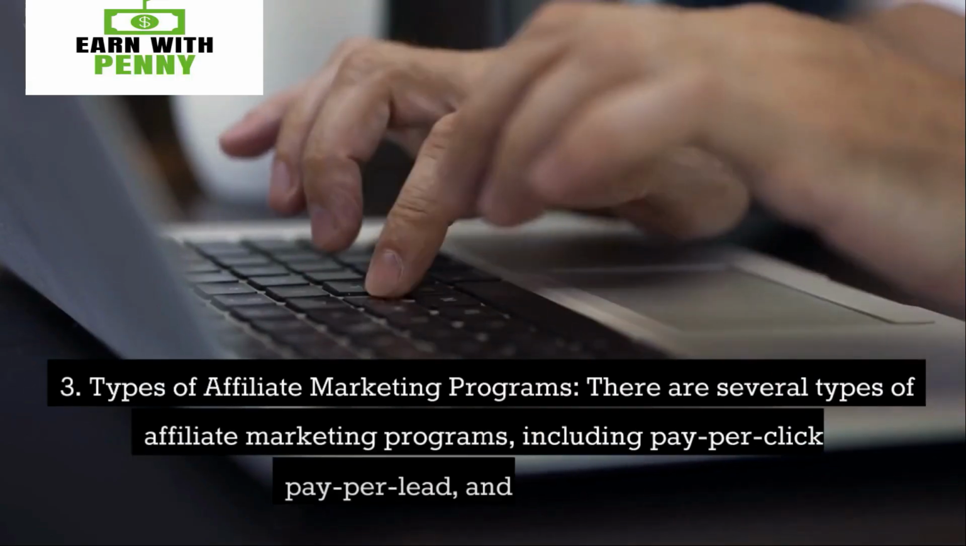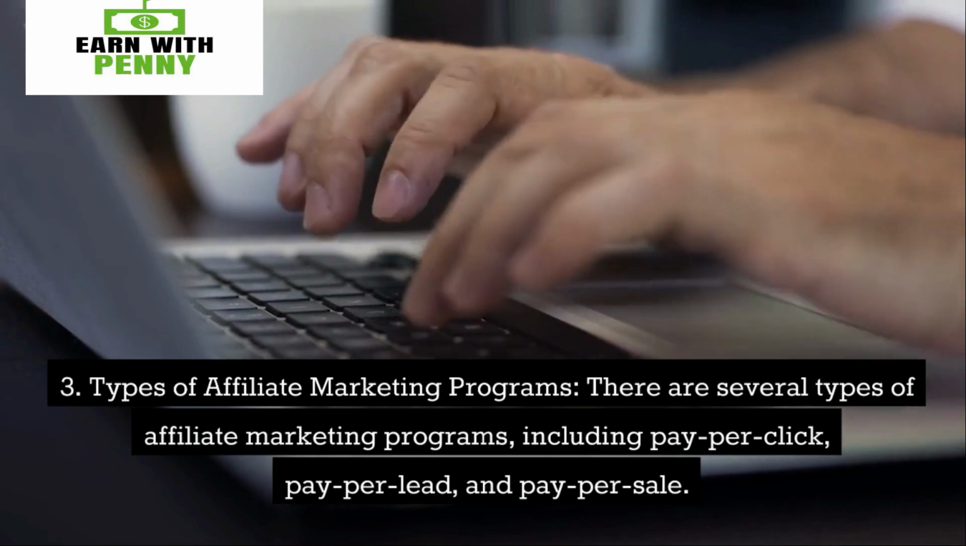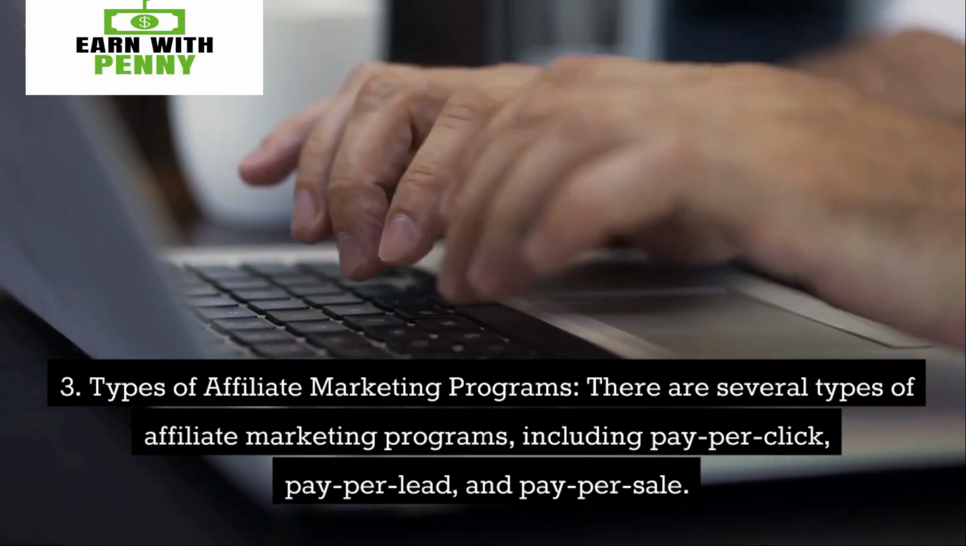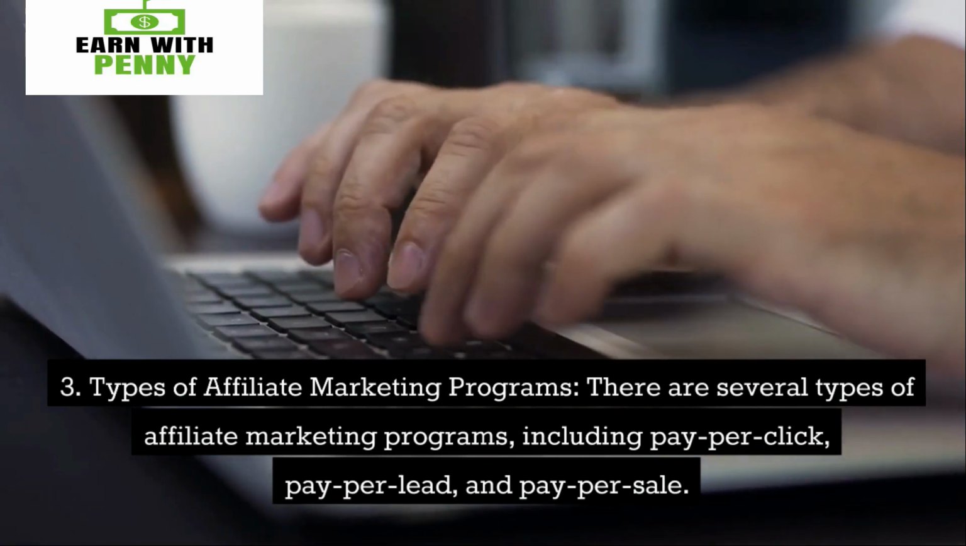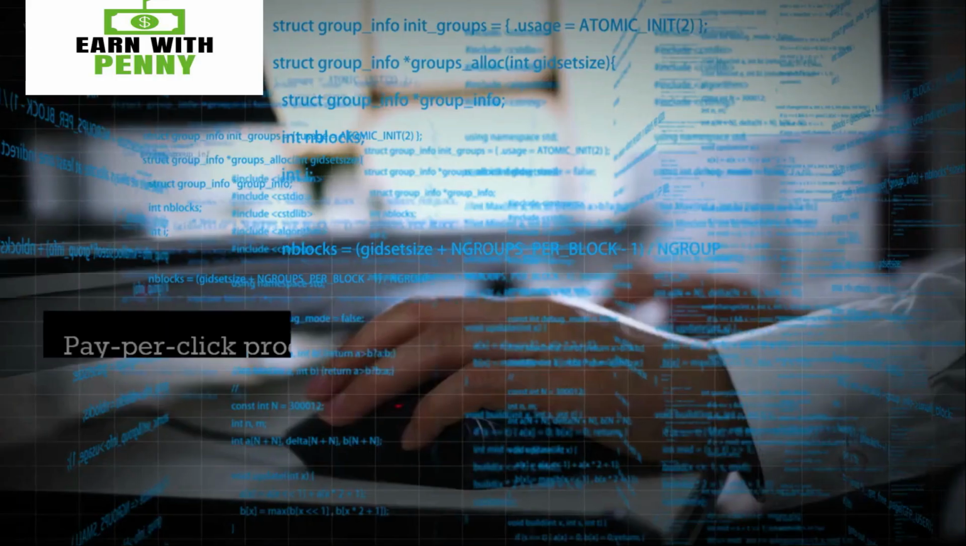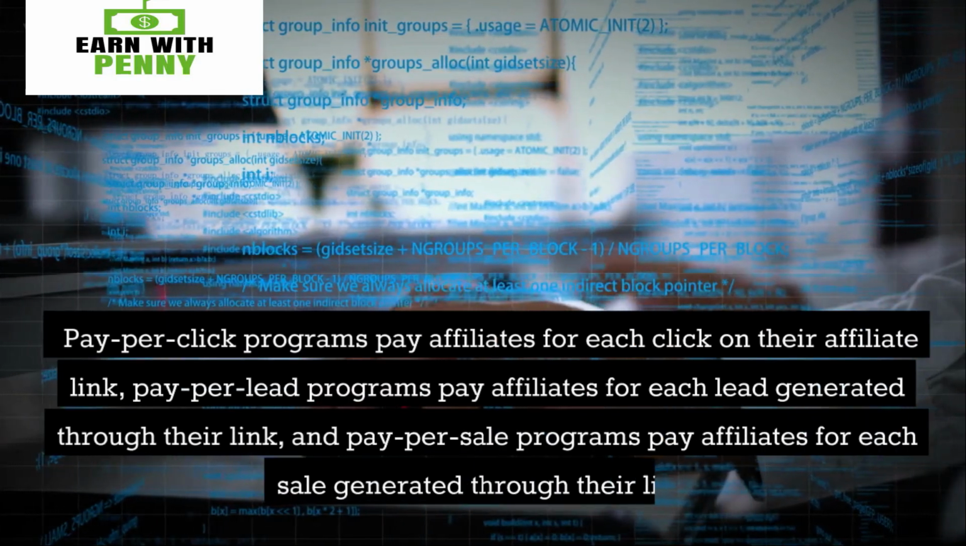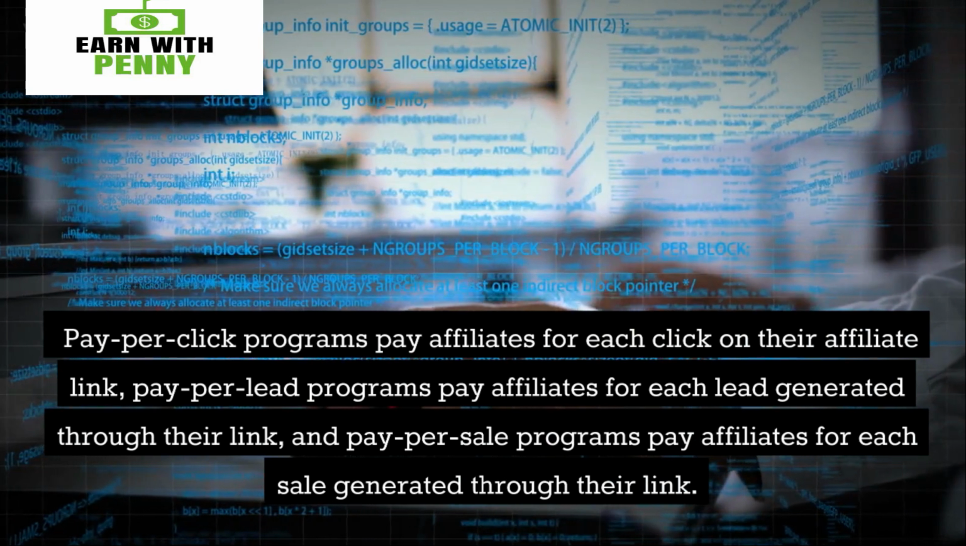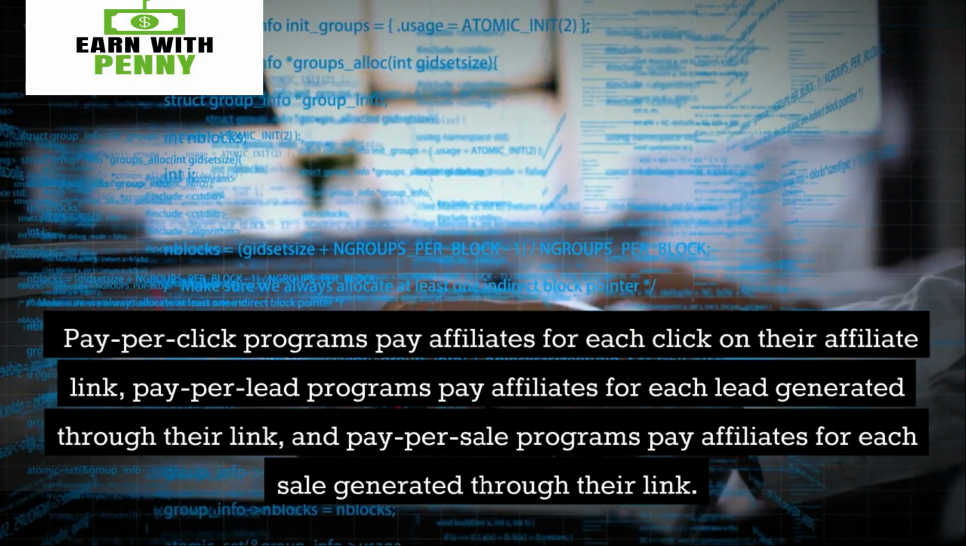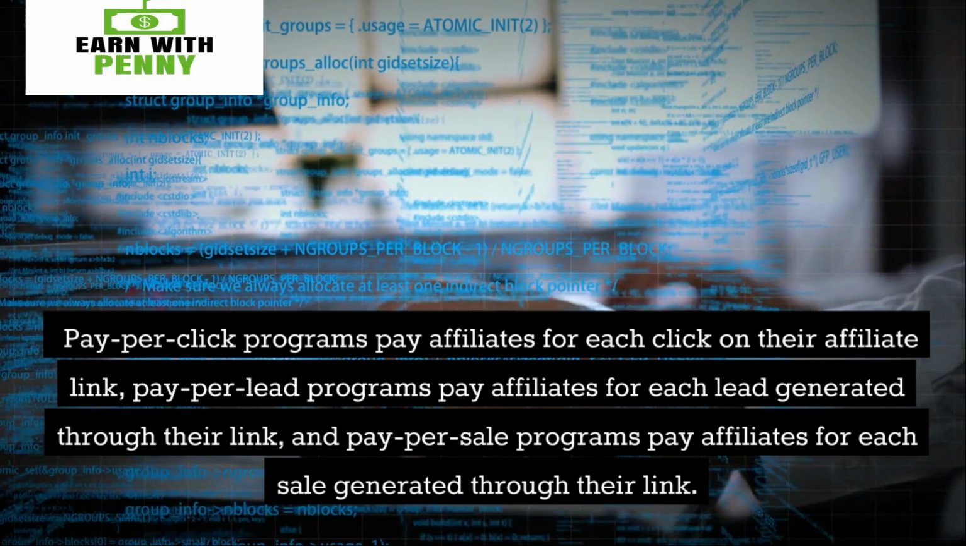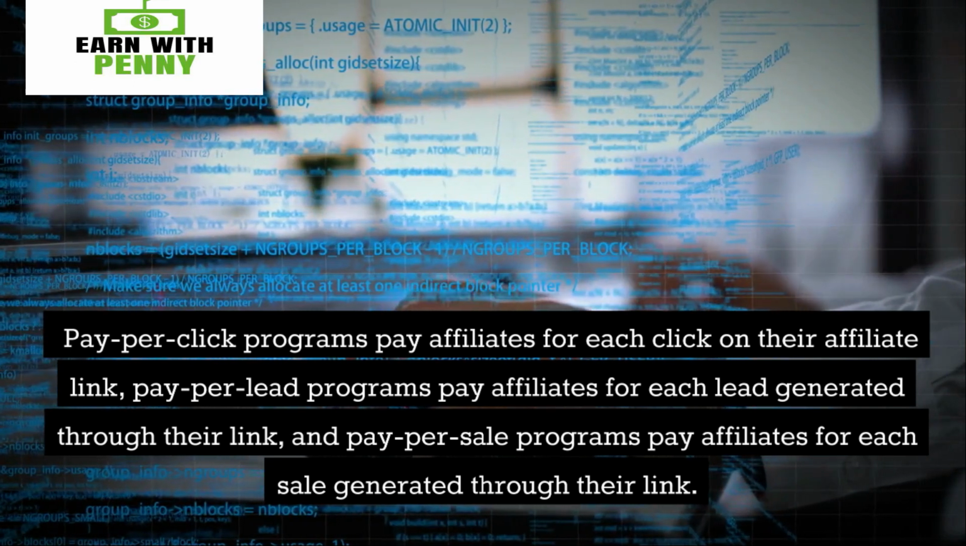3. Types of affiliate marketing programs. There are several types of affiliate marketing programs, including pay-per-click, pay-per-lead, and pay-per-sale. Pay-per-click programs pay affiliates for each click on their affiliate link, pay-per-lead programs pay affiliates for each lead generated through their link, and pay-per-sale programs pay affiliates for each sale generated through their link.